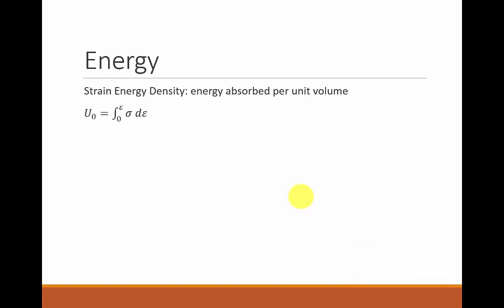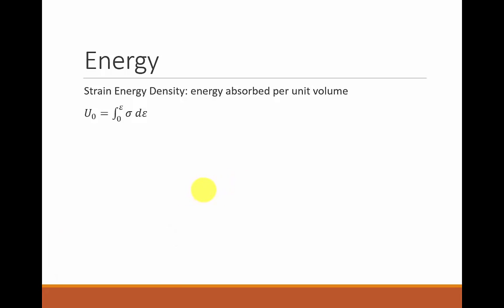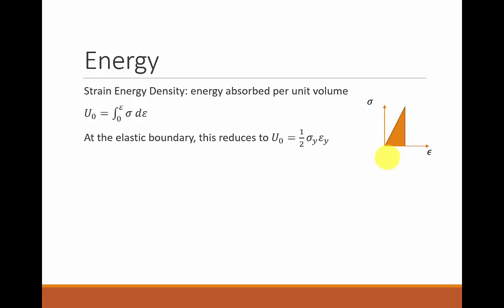One more topic for the day, we're going to consider the amount of energy that is stored in a part when a part undergoes stress and strain. So here's the definition. Let me explain it. Suppose I have, within the elastic region of a deformation, applied a stress and there is strain. It turns out that the area under this curve is the amount of energy density. At the elastic boundary, this is just a triangle, so it's just the yield stress times the yield strain divided by 2. That's the area under this curve, and that's the amount of energy density.